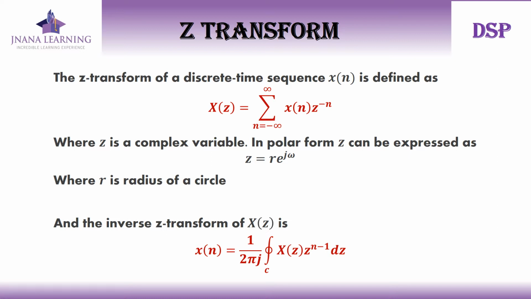Now the inverse Z transform is x of n is equal to 1 by 2 pi j integral over c X of z z raised to n minus 1 dz.